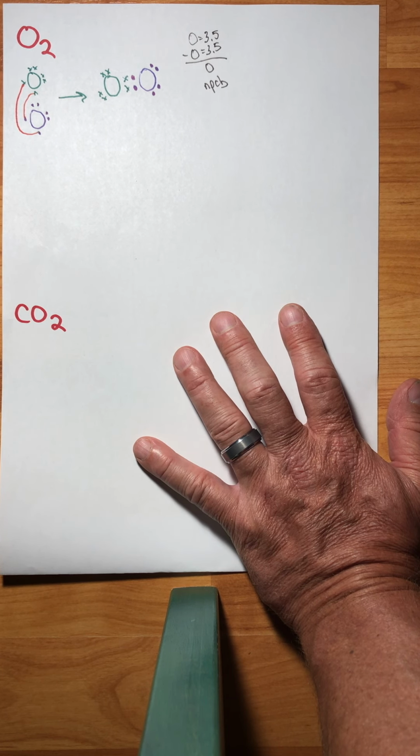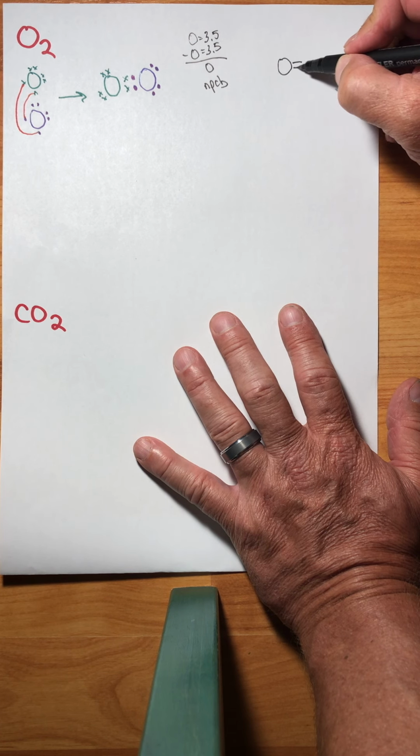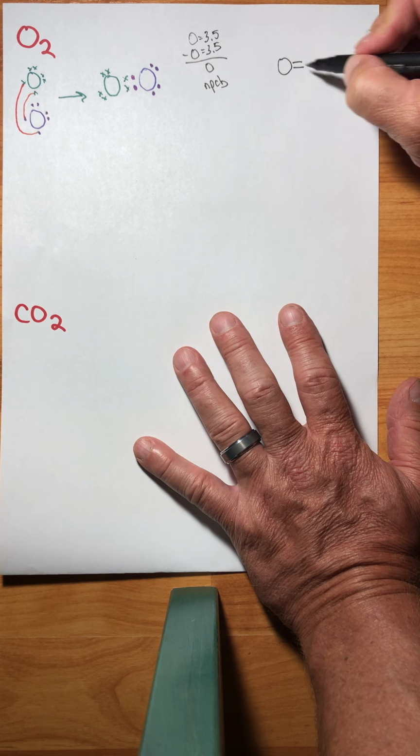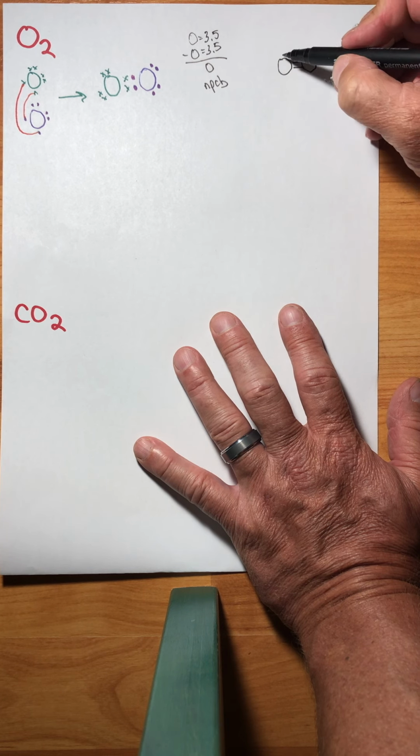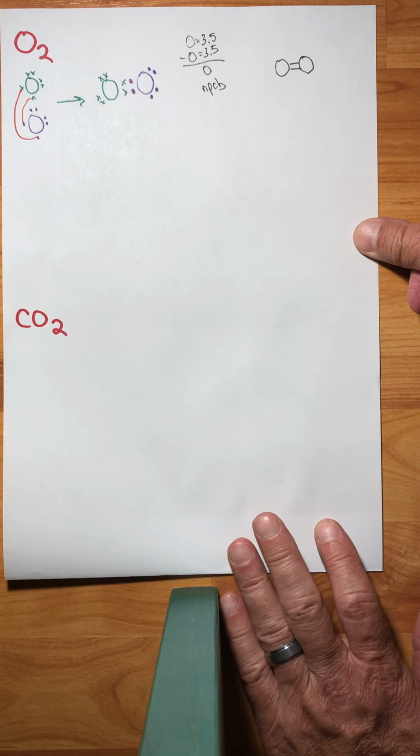And then if I want to draw the structural diagram, I have an oxygen, double bond, 2 lines. Each line represents a shared pair of electrons. And then my other oxygen. And then I don't worry about showing any of the valence electrons. Okay? So there's that one. And now I'll show you carbon dioxide.